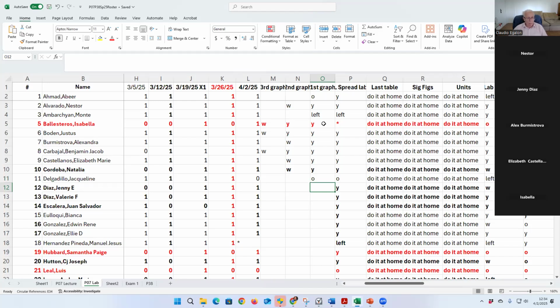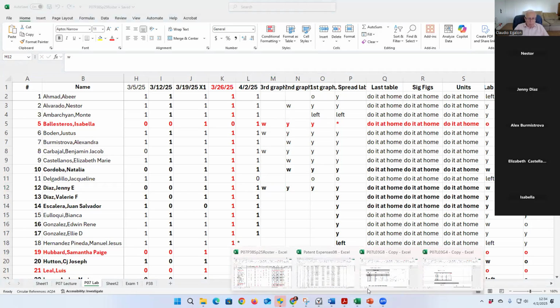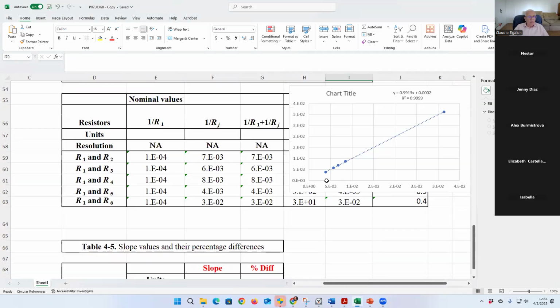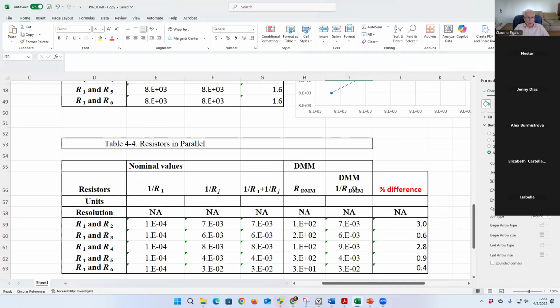Could you please show me how you did the third graph? Okay, so how to plot the third graph? Let's see. Here you go, the third graph. Okay, so you want to plot the inverse. See that? It's this column here that you want to plot: the inverse of the multimeter and the inverse of the sum. Those are the two columns that you want to plot. Okay, thank you. Got it.